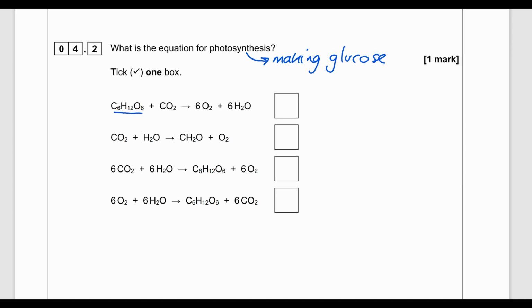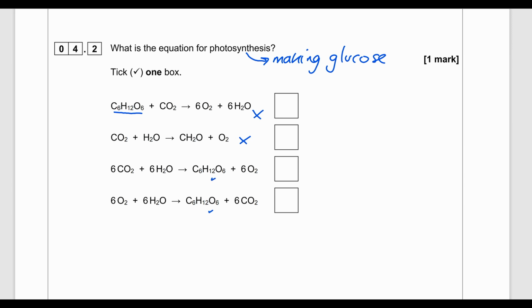C6H12O6. So that first equation can't be correct then, because our formula for glucose is on the reactant side, so not right. Looking at our second equation, glucose formula is not there. So our glucose formula is there for our third and fourth one, and it's on the product side, so we know we're in the right lines.